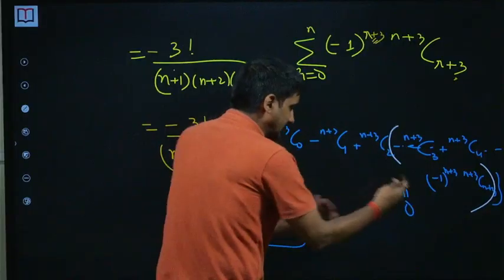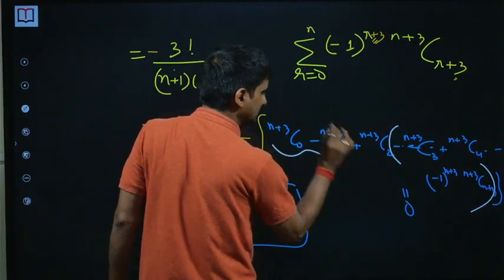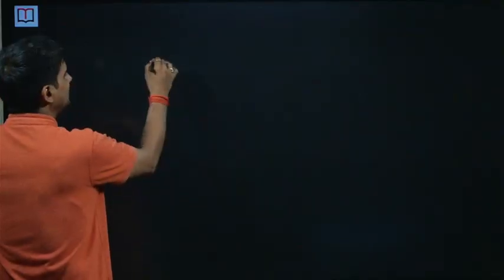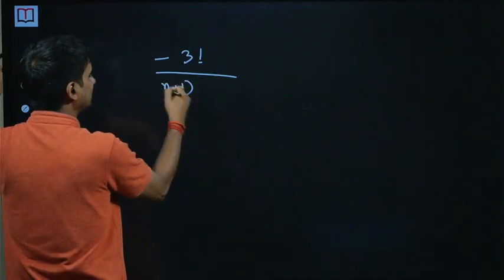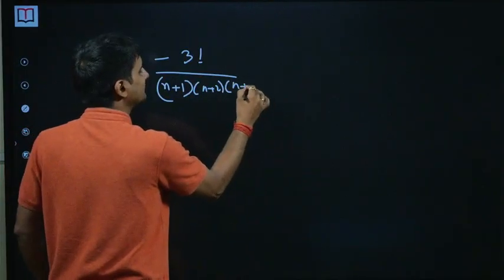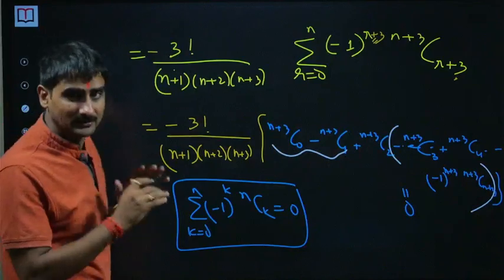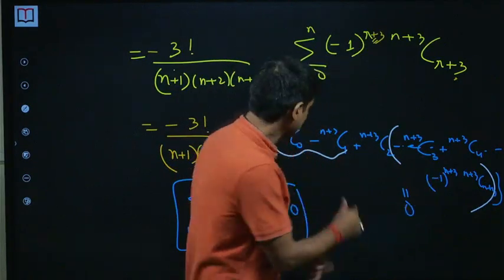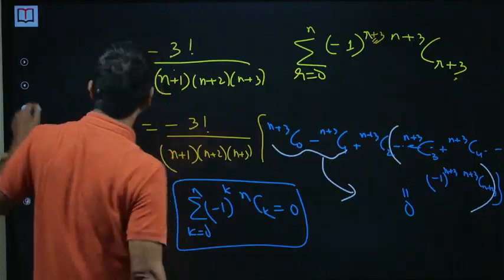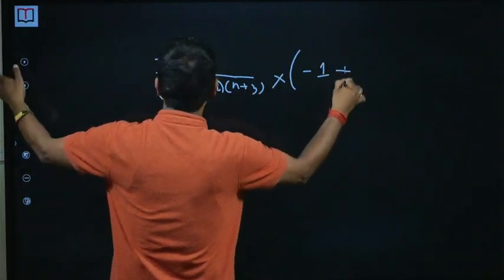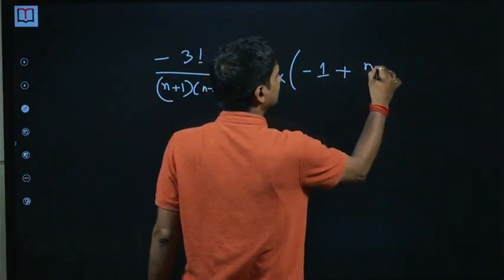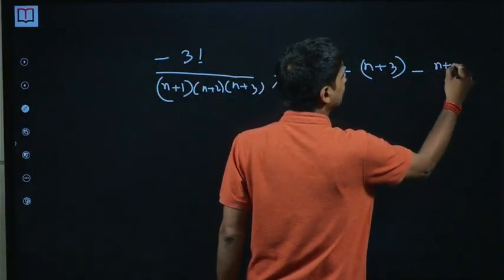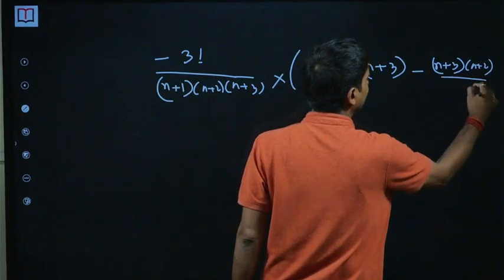Okay, so this will go on the other side, so the value of this is actually this term with negative sign. So with what shall I multiply here? I will be multiplying minus 3 factorial over (n+1)(n+2)(n+3) by what? Again, be very careful: minus, we start with this term, and this entire thing is 0, so you will take it to the other side by changing the sign. So it's minus 1 plus (n+3) minus (n+3)C2, so (n+3)(n+2)/2.